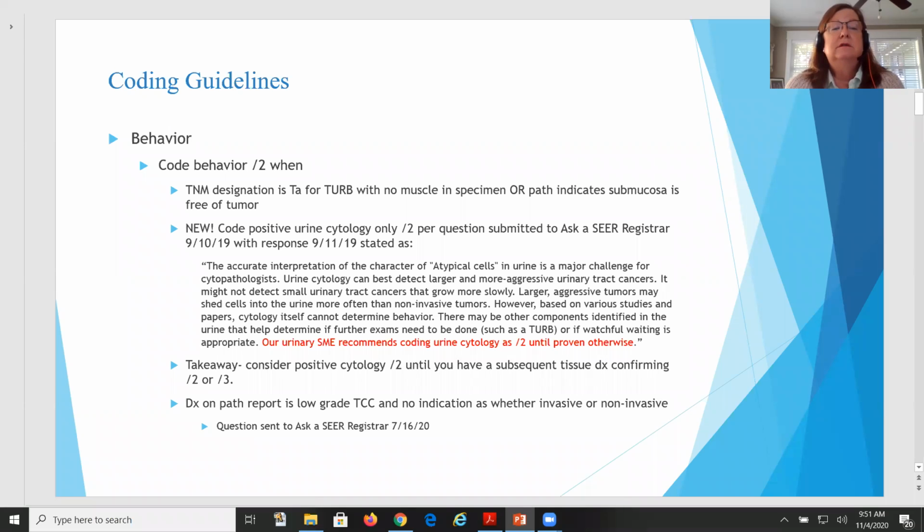Our coding guidelines also instruct us to code the behavior 2 when the T&M designation is TA for a TURB with no muscle in the specimen, or the path indicates submucosa is free of tumor. Here's another new point that we sent a question to SEER about: how should you code the behavior for urine cytology?